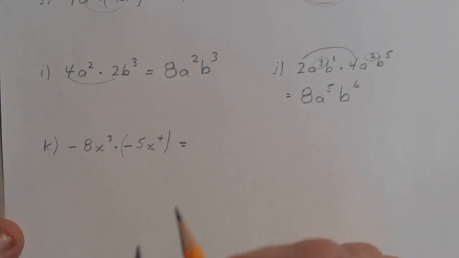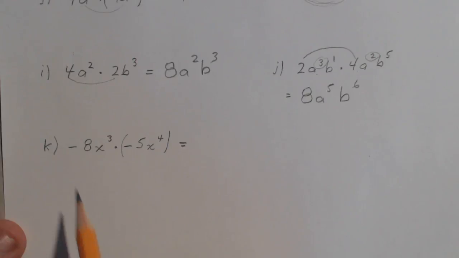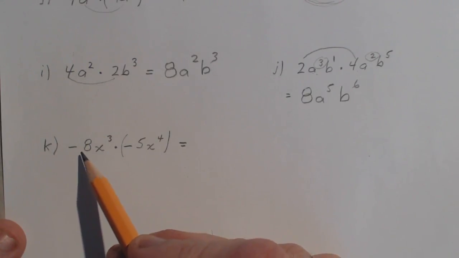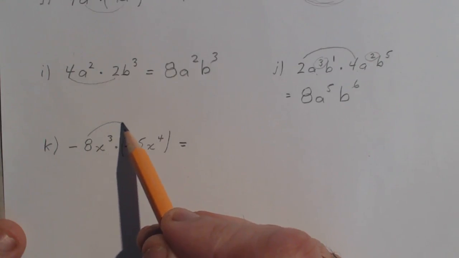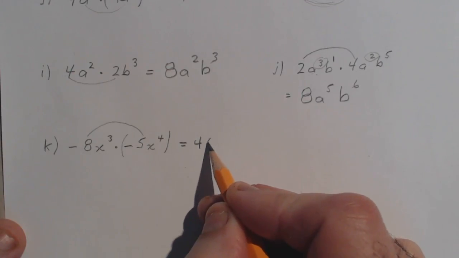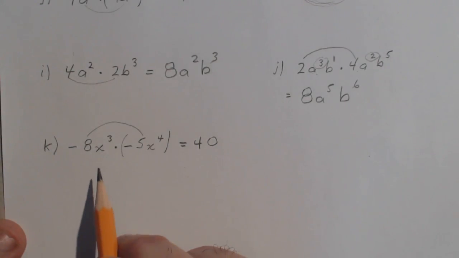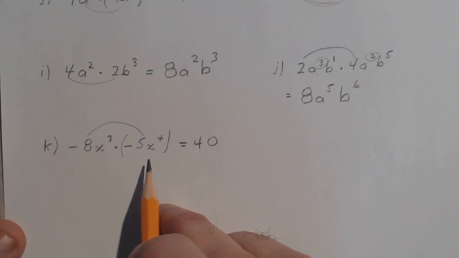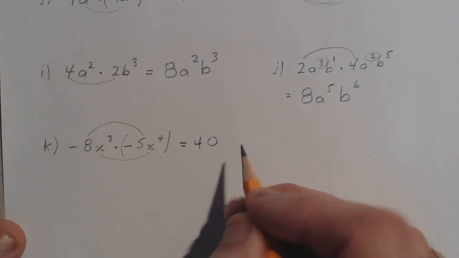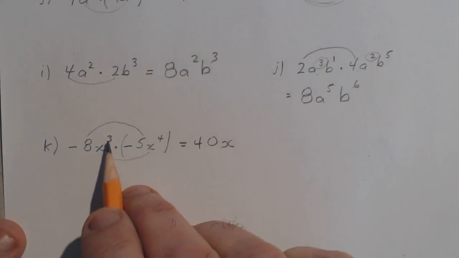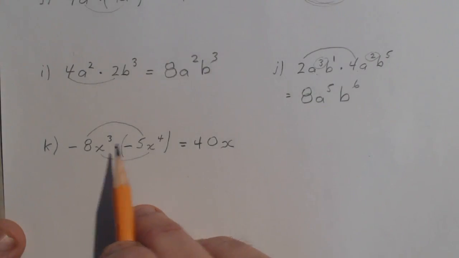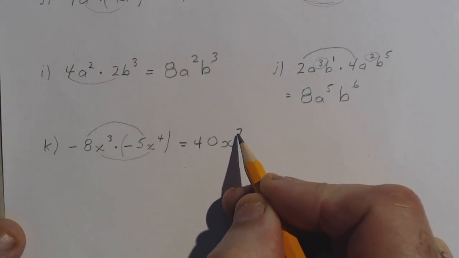And the last one here, number K. We follow the same rule. We multiply the coefficients. We have negative 8 times negative 5. Now, that will give a positive. 8 times 5, 40. Now we have x to the power of 3 times x to the power of 4. Now, notice the variables are the same, so I can collect and add the exponents of each variable. So x to the power of 3 plus 4 gives x to the power of 7.